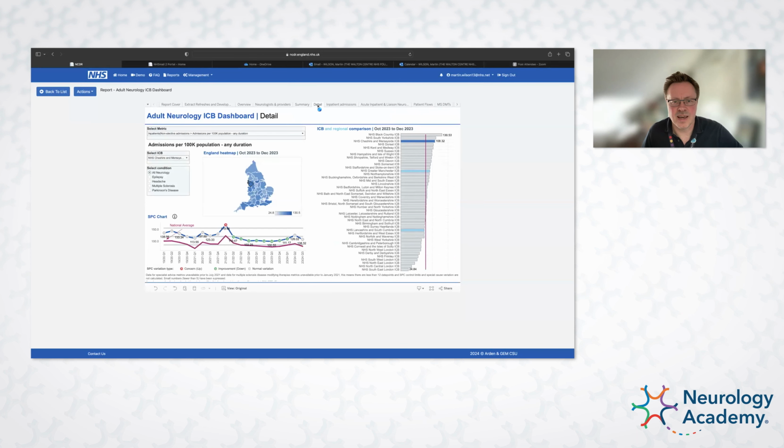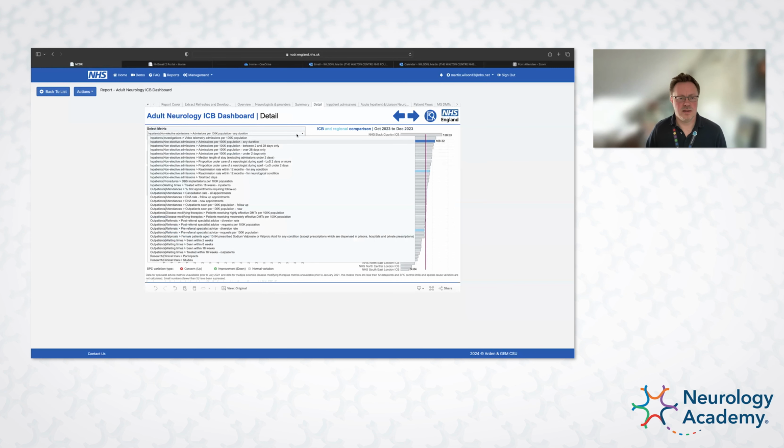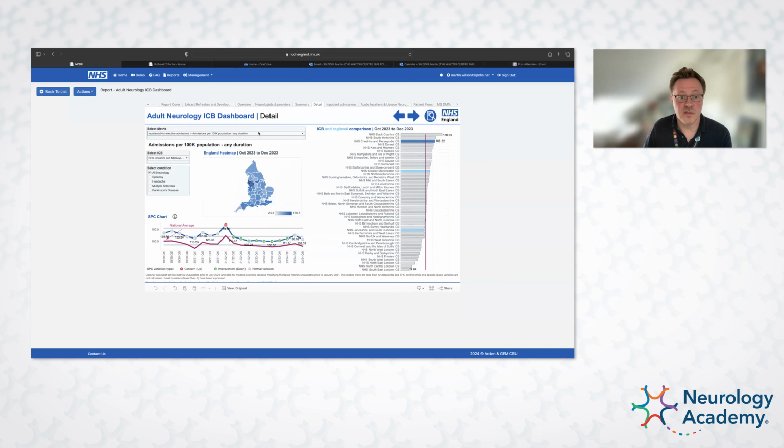If you move on up to detail, the difference here is that you can select any metric that you want from the whole list. So again, this is defaulted to non-elective admissions of any duration. And again, it still stays on the same ICB. And this is for all neurology. This just shows you the detail of that over time, how you compare to the national average, again, over time, here on an SPC chart. And you can see here in a different way where you rank with different ICBs and where the mean is. So Cheshire and Mersey are relatively high for this metric for unplanned admissions.